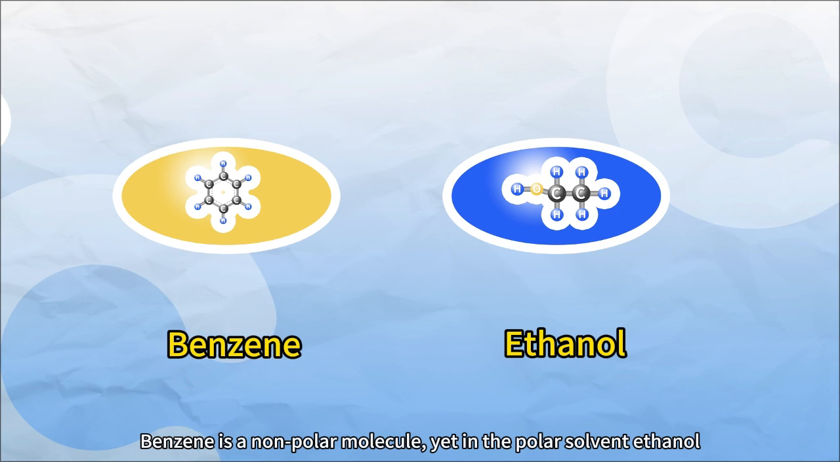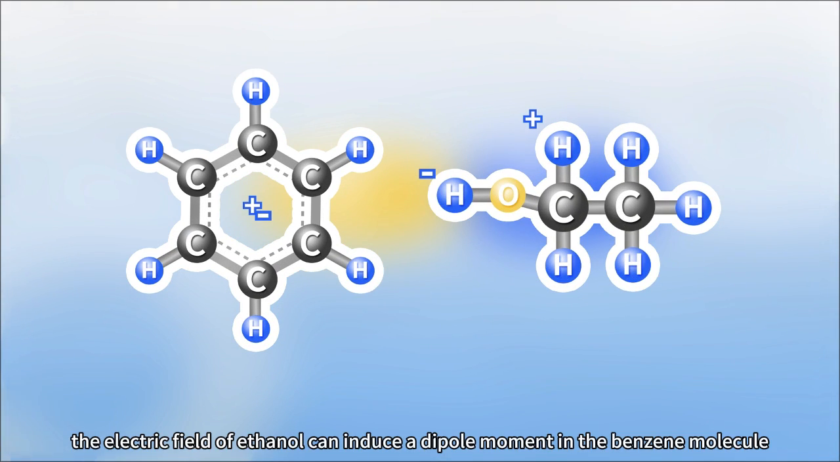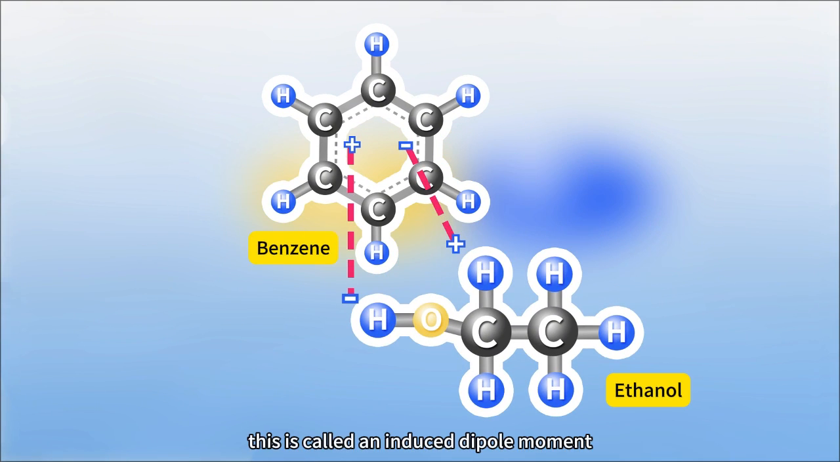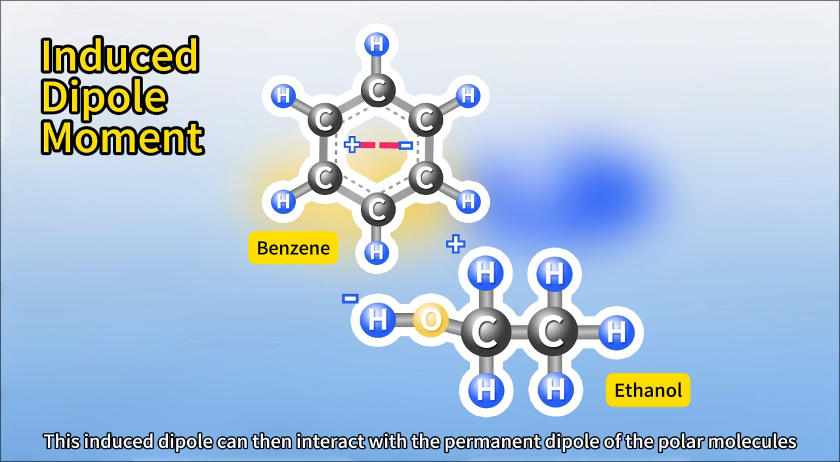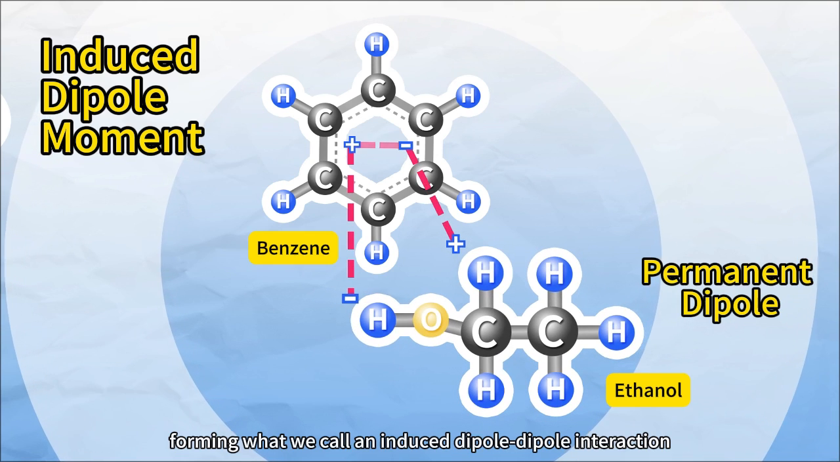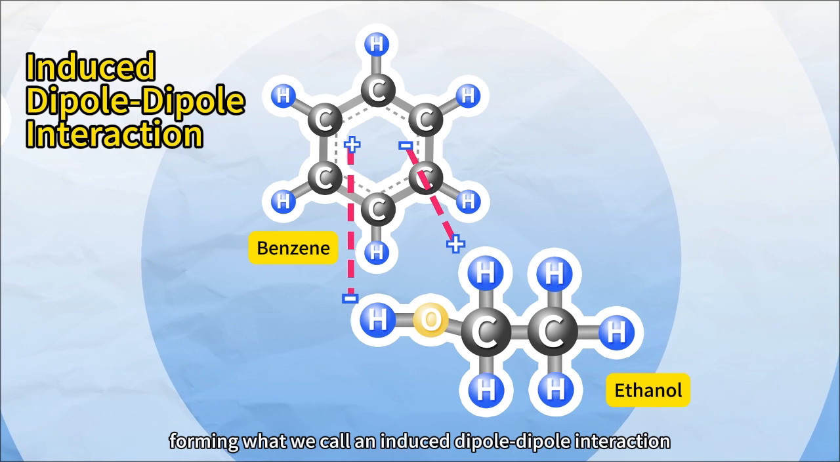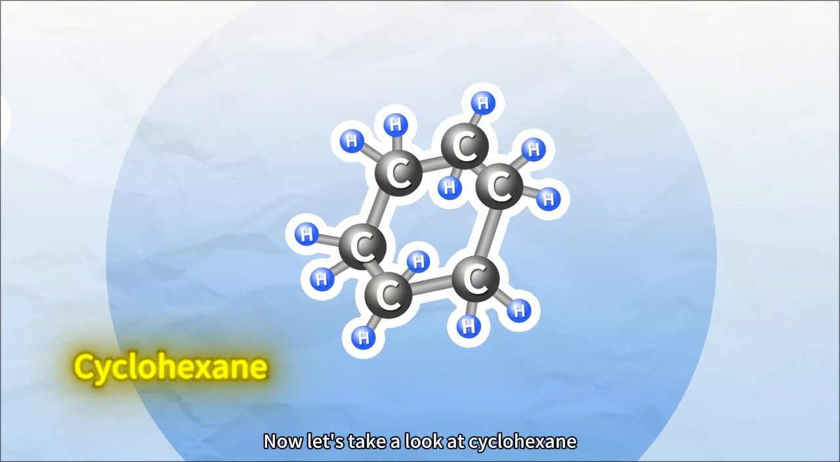Benzene is a non-polar molecule, yet in the polar solvent ethanol, the electric field of ethanol can induce a dipole moment in the benzene molecule. This is called an induced dipole moment. This induced dipole can then interact with the permanent dipole of the polar molecules, forming what we call an induced dipole-dipole interaction. Now let's take a look at cyclohexane.